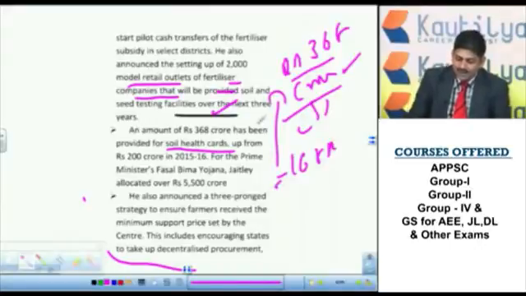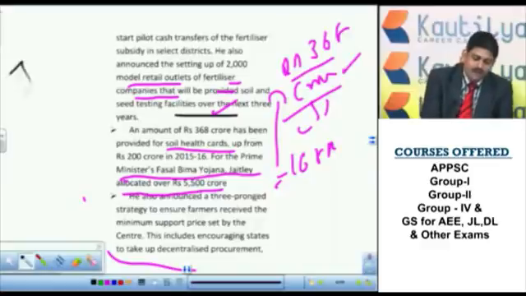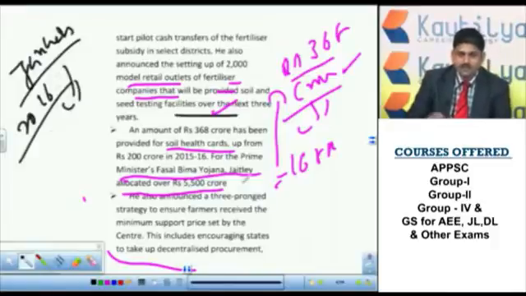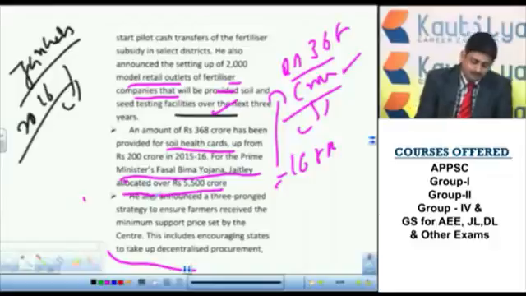Now another important one is 5500 crore for Prime Minister's Fasal Bhima Yojana. It's an important one. In the month of January 2016, the Union Cabinet of the Government of India took a decision to introduce Prime Minister's Fasal Bhima Yojana. It is an agriculture crop insurance scheme.